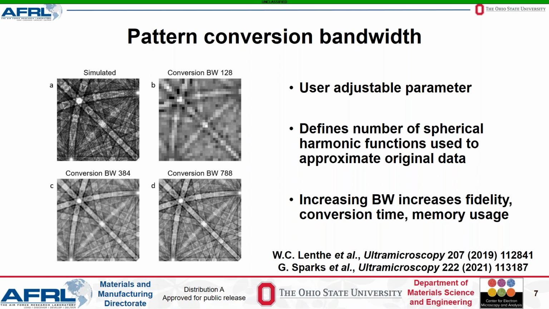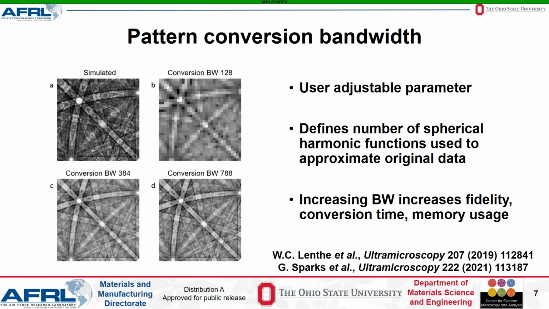of spherical harmonic indexing. The bandwidth is simply a unitless integer used as a parameter for the spherical harmonic decomposition. Increasing the bandwidth increases the number of spherical harmonic functions summed when converting pattern data into harmonic space, which therefore increases the fidelity of the conversion as the bandwidth increases, as seen in the figure on the left. However, increasing the bandwidth also drastically increases the amount of processing time and memory used to perform this conversion, so it is advantageous to keep it as low as possible.